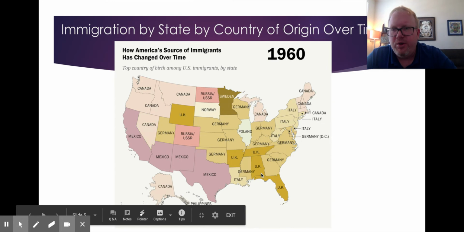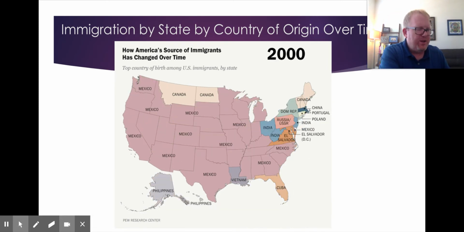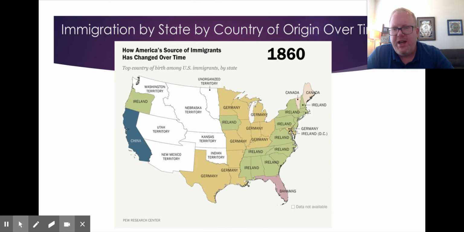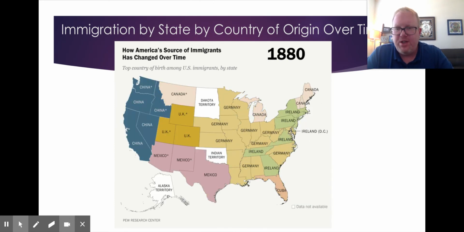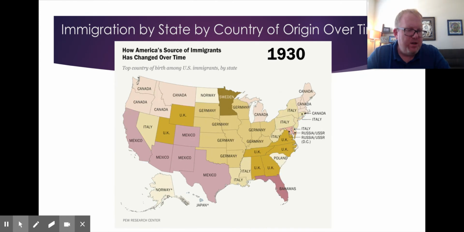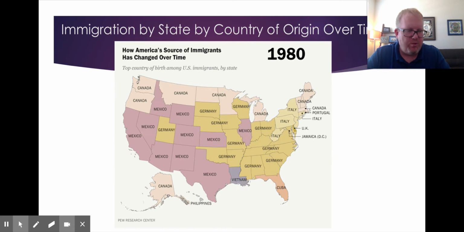So I just think this is a really interesting map that shows a lot of that and gives you an idea and really shows you, hey, things go in cycles and things change. Who might be the biggest immigrant group at this time isn't necessarily going to be the biggest immigrant group in 10 years or 20 years.